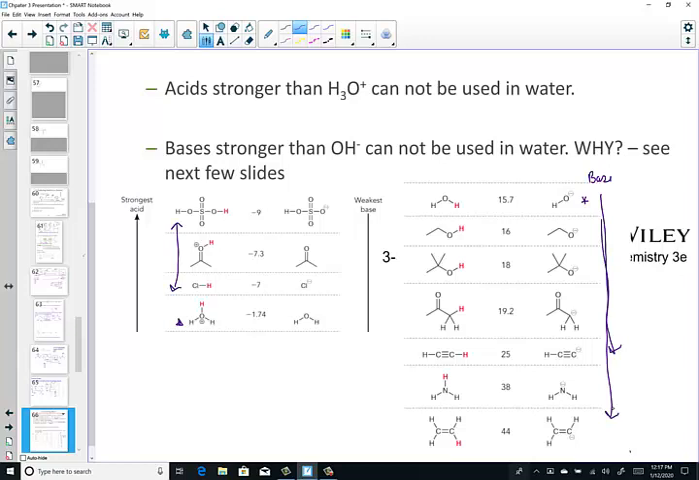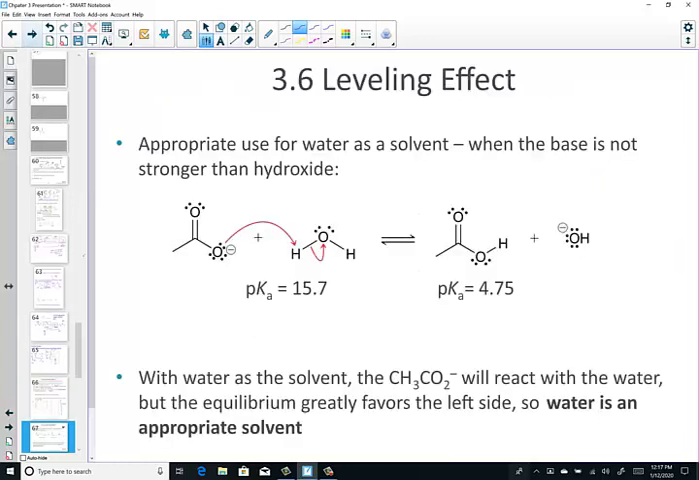And I'd like to describe why in the next few slides. So selection of the solvent is critically important, and that's what we refer to as the leveling effect. We want to be sure we're selecting a solvent that actually promotes the reactions instead of destroys the reaction. Let's dive into that topic.